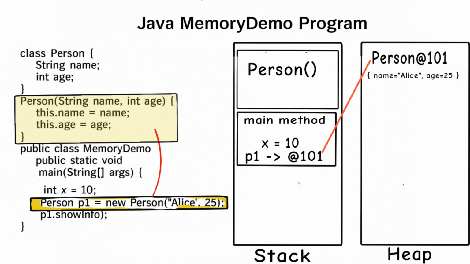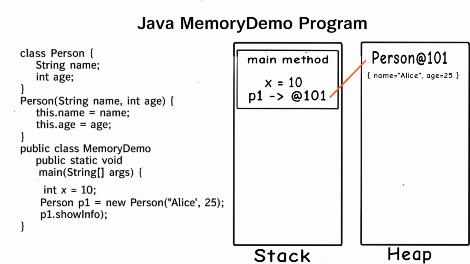Once the constructor finishes execution, its stack frame is removed. But the object created in the heap remains alive. It's still connected to the reference variable p1 in the main method. This is how Java separates temporary call data from long-lived objects.